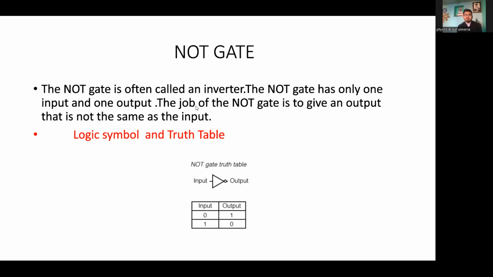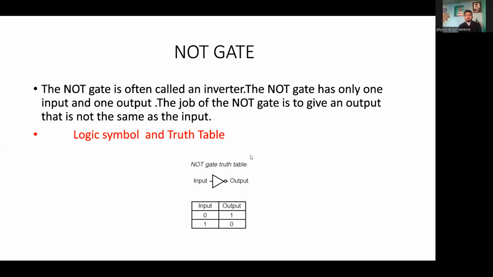So the job of the NOT gate is to give an output that is not the same as the input. If you want a different output with respect to the input, then you have to use the NOT gate. This is the logical symbol and the truth table. If the input is 0, the output will be high, 1. When the input is 1, the output will be 0.